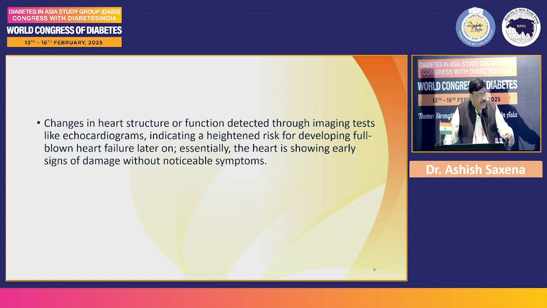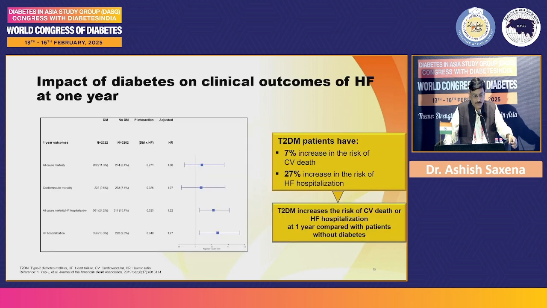Changes can be identified by structural changes, can be identified either by an echocardiography or ECG also. Now, impact of diabetes: 7% increase in the risk of cardiovascular death and 27% increase in the risk of heart failure hospitalization. Hospitalization in heart failure causing remodeling of the heart. Prevention is more important in these type of patients.